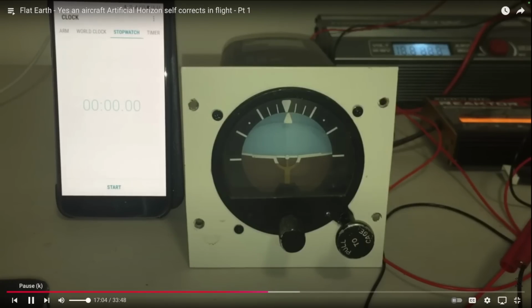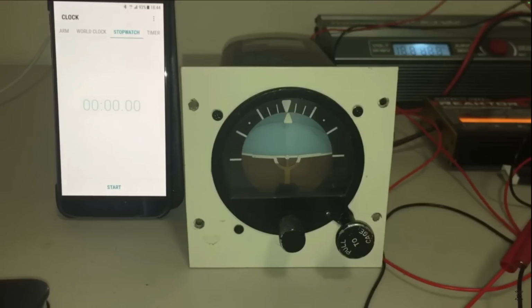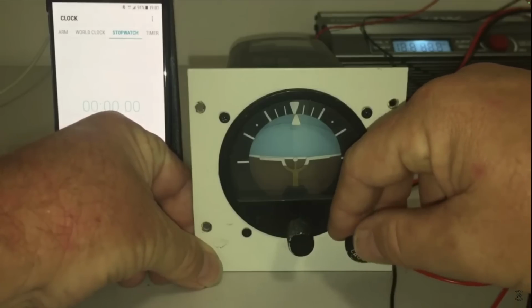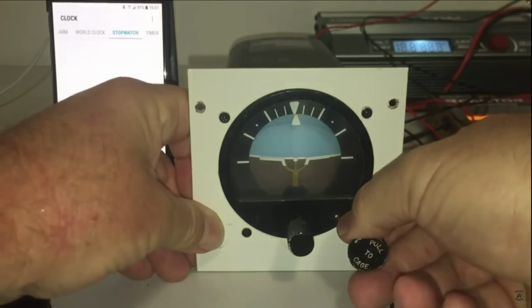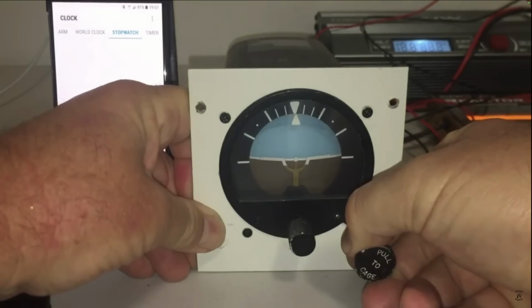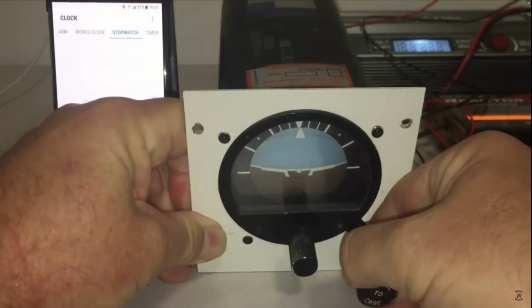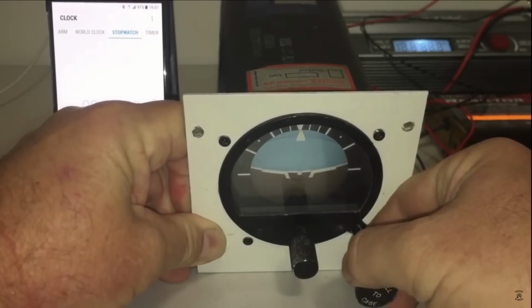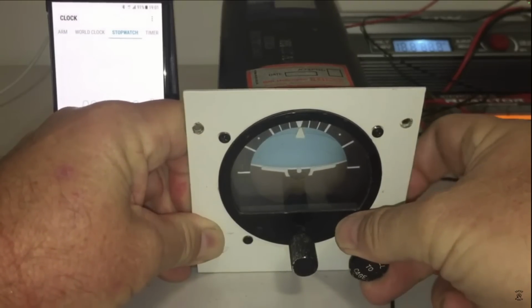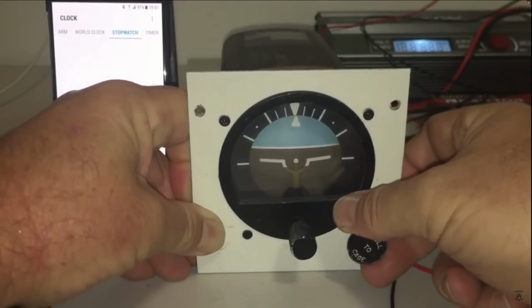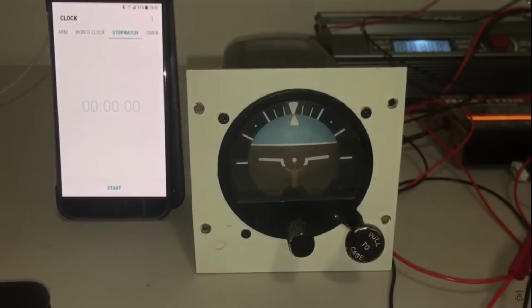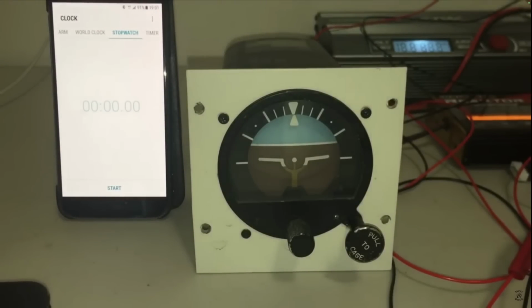This time we're going to offset the angle in the other direction, just to confirm that it wasn't a fluke in pitch. So what we're going to do is just cage the gyro. We're then going to pitch the aircraft upwards by about 10 degrees. I will release the cage and then lower the attitude. So that's now indicating about 10 degrees nose down.